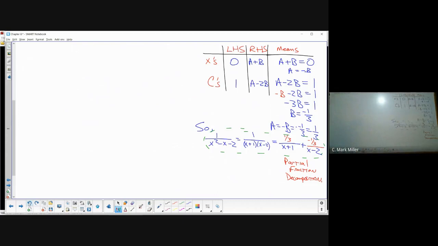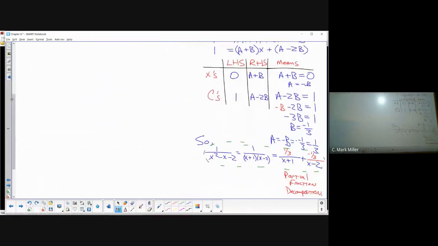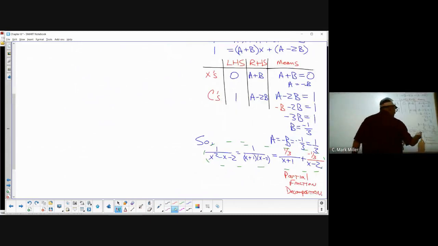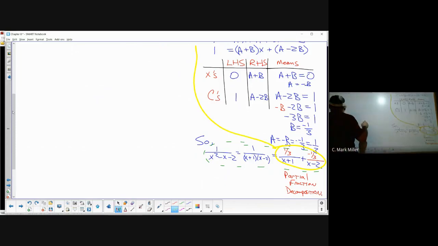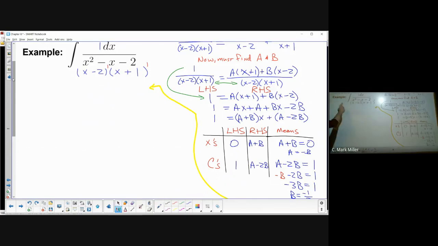How does that help us? Well, we're going to take this. This is going to go all the way back up here. So our original integral now equals the integral of 1/3 brackets 1 over x minus 2.